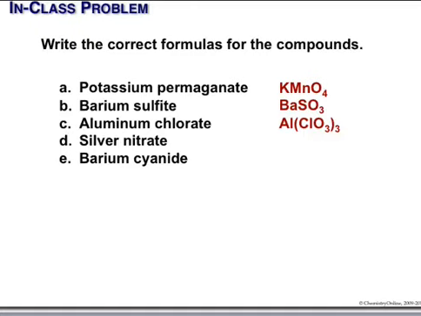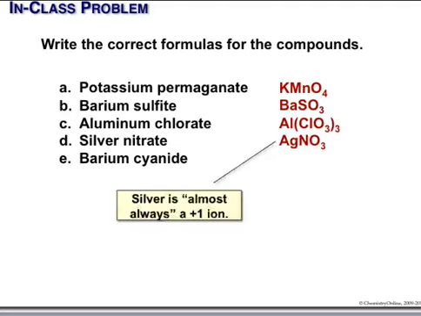Silver nitrate. We did nitrate as a Lewis structure. We remember that that's NO3, and it has a -1 charge. Silver, I haven't talked too much about silver. Silver is virtually always a +1. It's a transition metal, but whenever you see silver, it's +1. So nitrate is -1, silver is +1. What's the symbol for silver? Ag.